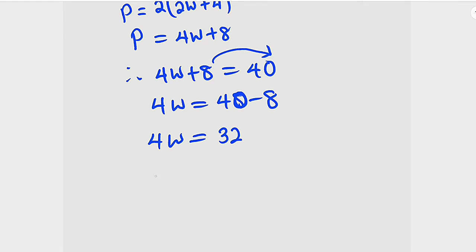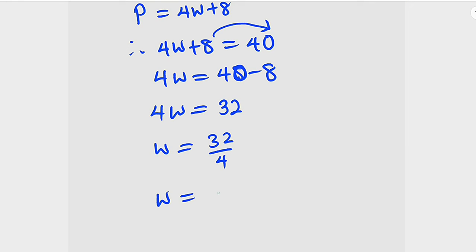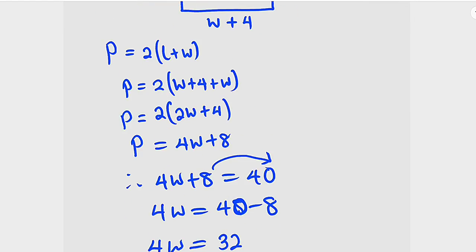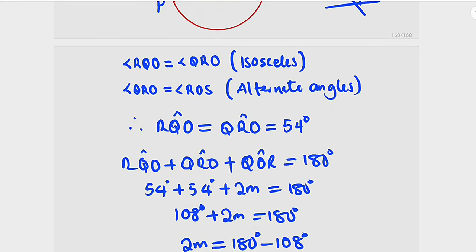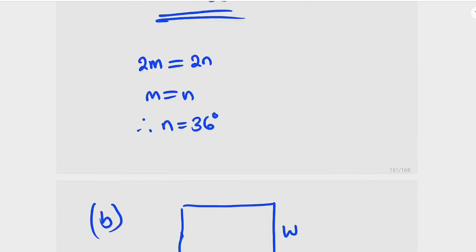Divide both sides by 4. W is equal to 32 divided by 4, which is equal to 8. W is equal to 8 cm. We have just obtained the width of that rectangle. But the question stated that we should find the area. Hence, find the area, right? So now we're going to find the area of that rectangle.